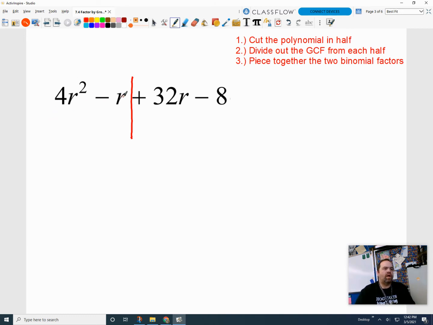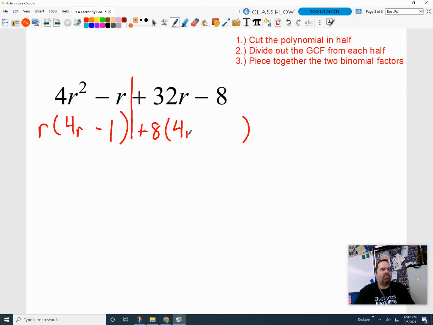So 4r squared and a minus r, those are both divisible by r. No number can divide out, so that's going to leave me 4r minus 1. Okay, r divided by r is 1. The second half, 32r plus 8. Those are both divisible by 8. So I'm going to put a plus 8.